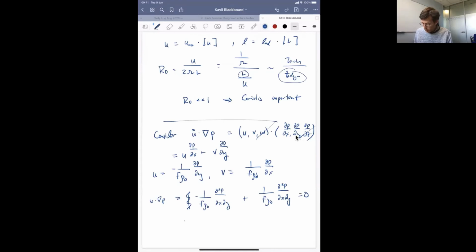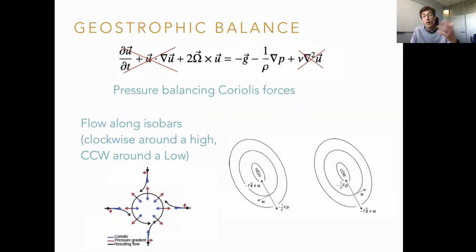So in other words, the flow is along the isobars, that is, the lines of constant pressure. There's no flow across the lines of constant pressure. And that's, in a way, an interesting result. That's why when you look at these maps, the flow is clockwise around these regions of high pressure and counterclockwise around low. You can figure out which direction it has to go by just thinking about the balance of Coriolis and pressure gradient terms.